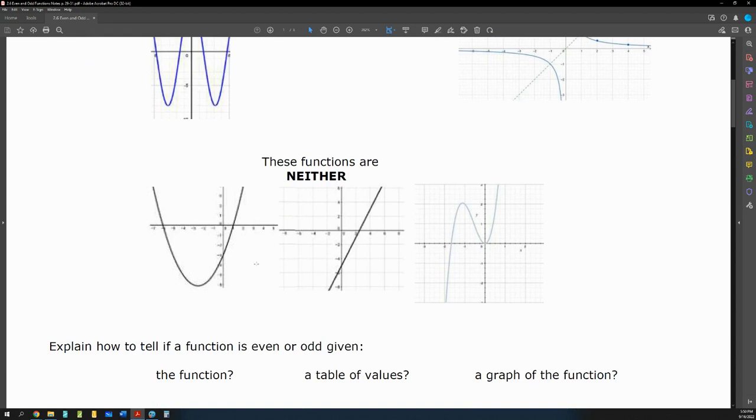Notice for the neither graphs, these are not symmetrical about the y-axis, and they cannot be rotated 180 degrees about the origin to get the same graph. So the positive x side of the graph, or quadrants 1 and 4, is not mirrored over the y-axis and over the x-axis to give us the same thing in quadrants 2 and 3.